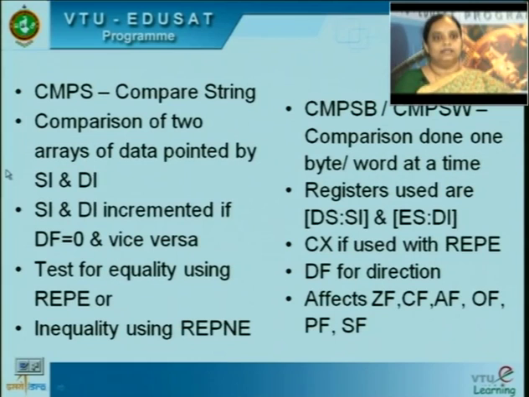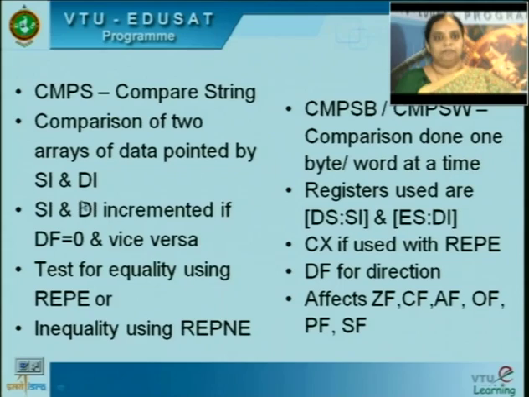Once again, they are incremented if DF is equal to 0, or they are decremented. Once again, compares will work with repeat on equal or repeat on not equal. Both compares and scans will affect all the flags, the zero, the carry. Only thing is the destination is not changed in compares. Only in moves, loads and stores the destination operand will change.